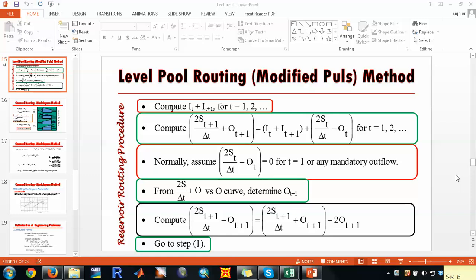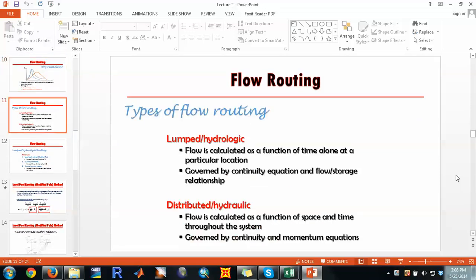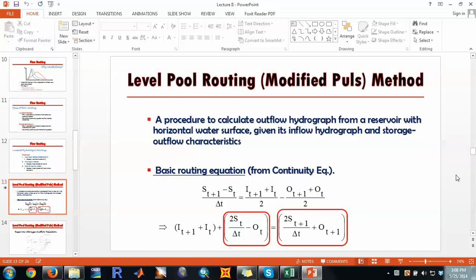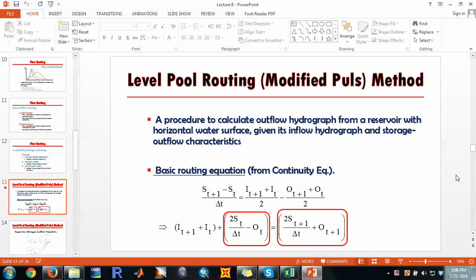Okay, as we all know, we have two major different types of flow routing. One is the hydrologic routing, and the other is distributed or hydraulic routing. The one we are going to see is the hydrologic routing, and specifically we are going to see the reservoir routing.